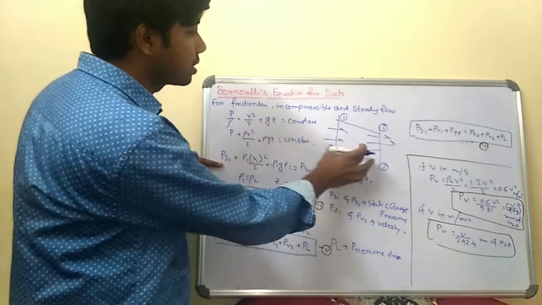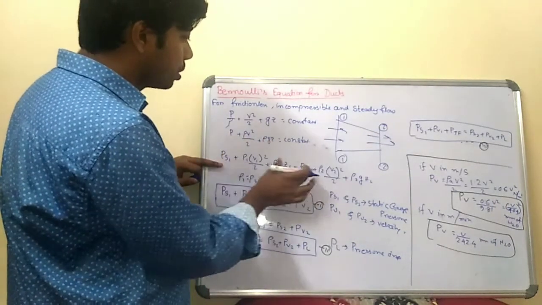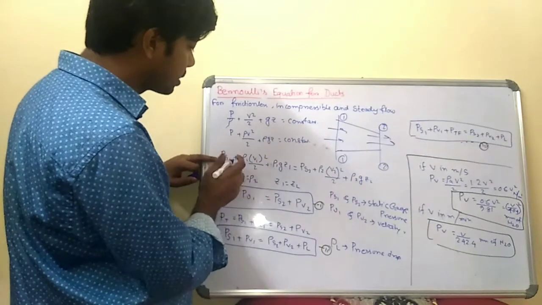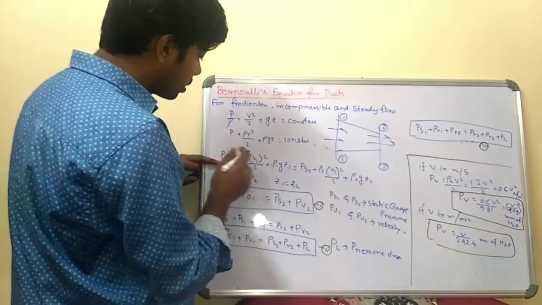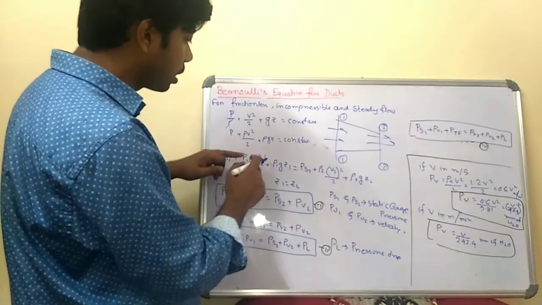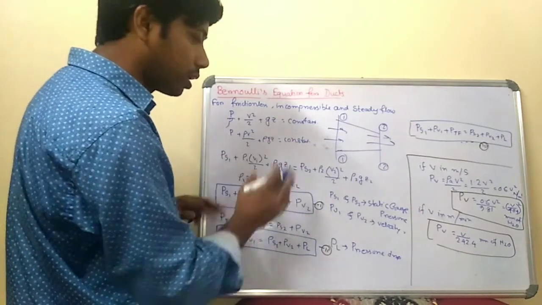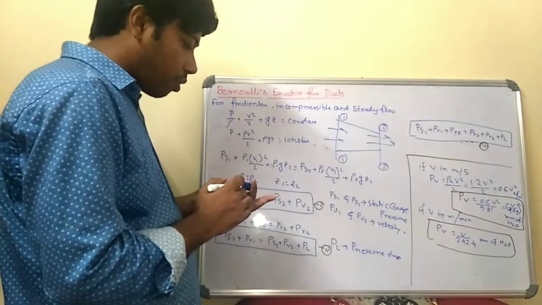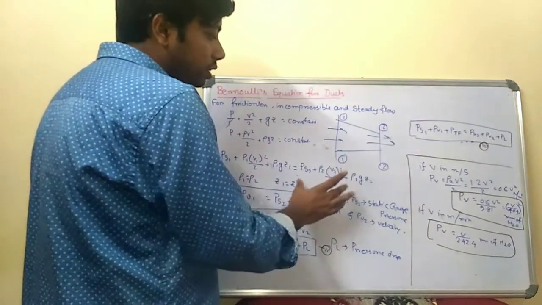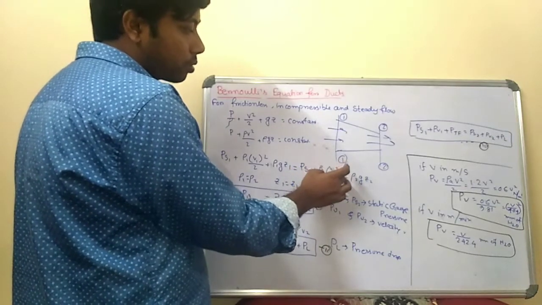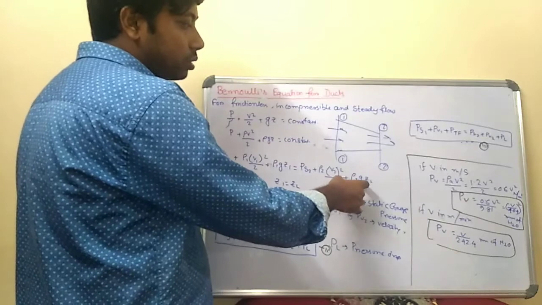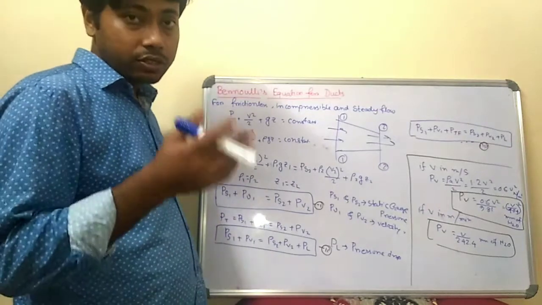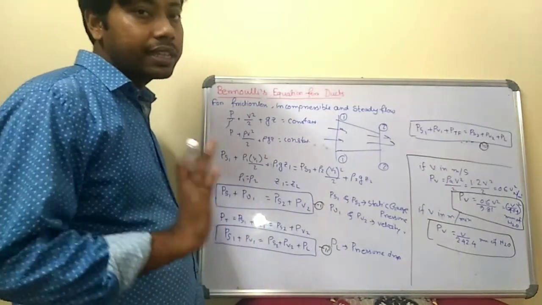If you apply this equation in section 1 and section 2, it can be written as PS1, the static pressure at section 1, plus rho 1 into V1 the whole square by 2 plus rho 1 into g into Z1. So this is the total energy at the inlet condition, when the air enters the duct. At the exit condition, it is the static pressure P2 plus rho 2 V2 the whole square by 2 plus rho 2 g Z2. Now we assume that the density is constant when the air flows through the duct.